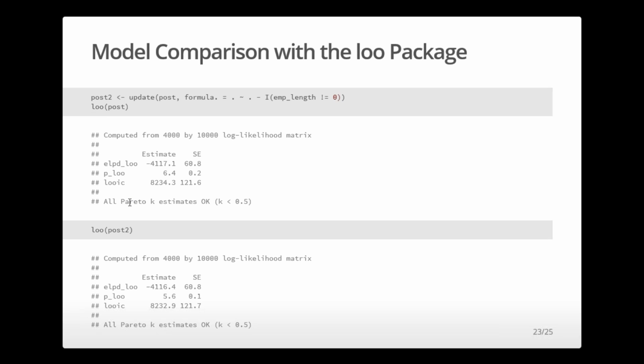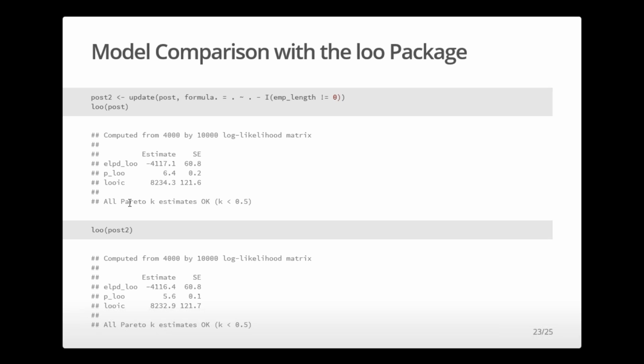with what's known as the Pareto k estimates. So if any of those are above 0.5, particularly if they're above 0.7 or 1, that suggests that there's an observation that is having outsized influence on your posterior distribution.